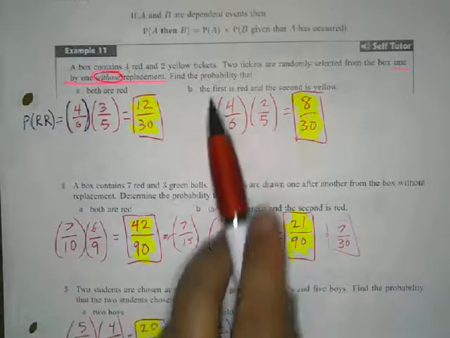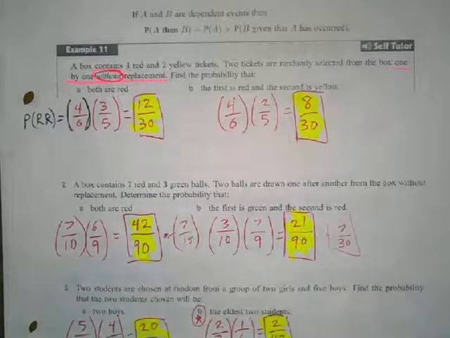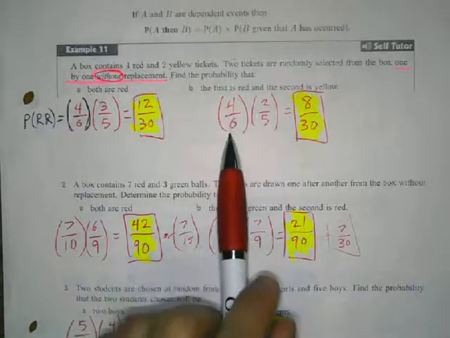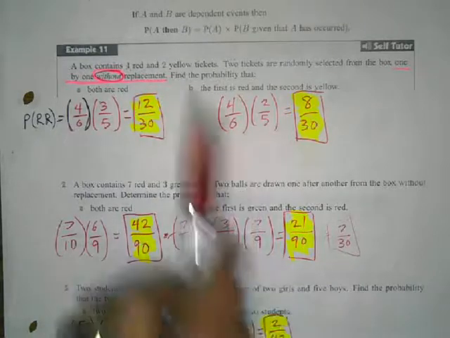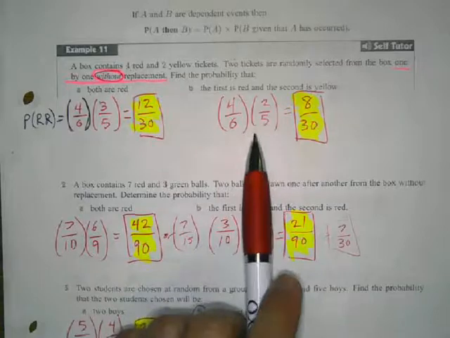Now the probability that the first ticket is red and the second ticket is yellow. Once again, 4 out of 6 chance that it's red. And then for the second one, we still have 2 yellow tickets, right? So then 2 out of 5.